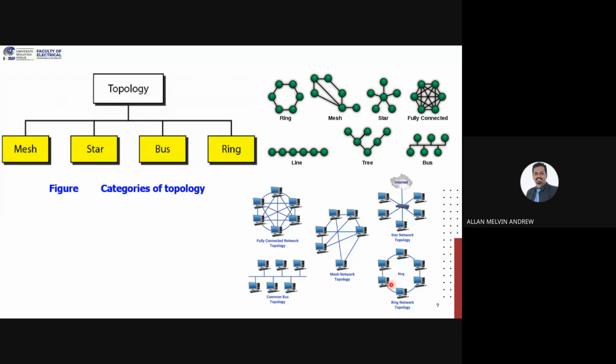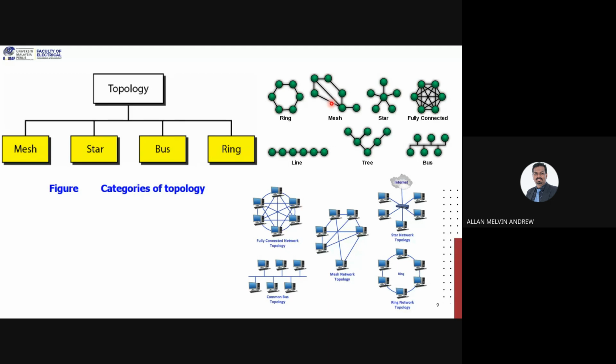Then we have the fully connected network topology. Fully connected is like this. All the nodes will be connected to all the other nodes. Okay, like you can see here, it's connected to this, to this, to this, and to this. So all the nodes will be interconnected.